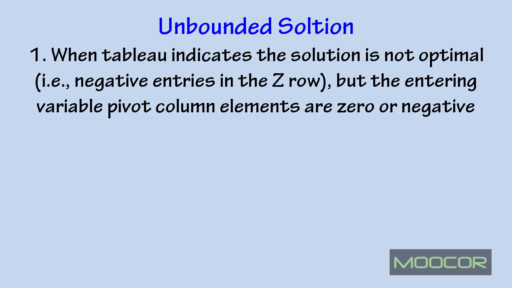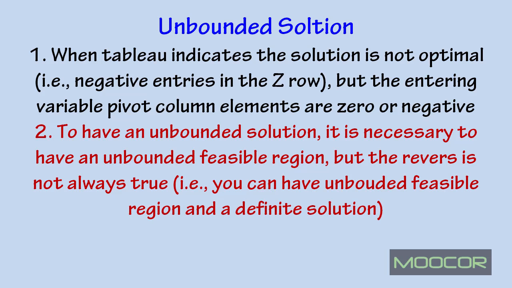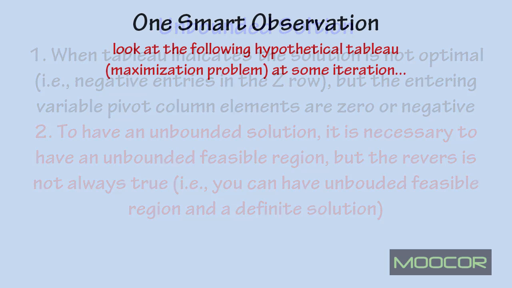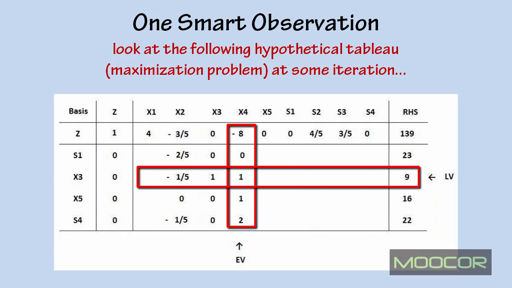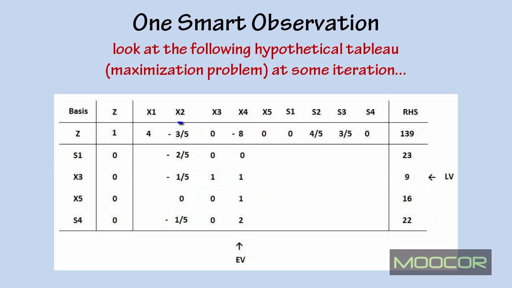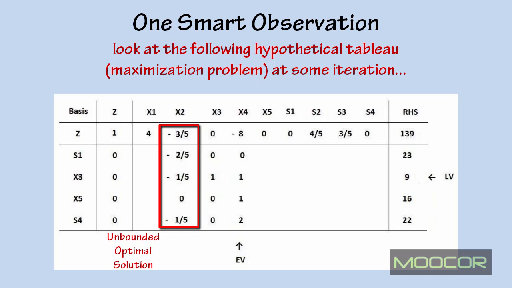To have an unbounded solution, it is necessary to have an unbounded feasible region, but the reverse is not always true. Let's look at one smart observation which would help us sometimes. In this hypothetical tableau, x4 is an entering variable because it has negative 8. But when I look at x2, which has a small negative value in row 0, I notice that all the pivot column entries are negative or 0. Therefore, this indicates an unbounded solution.